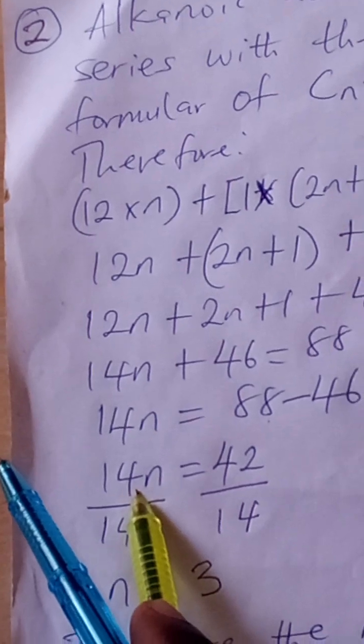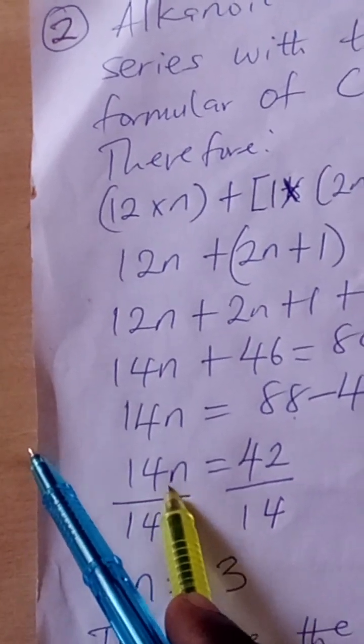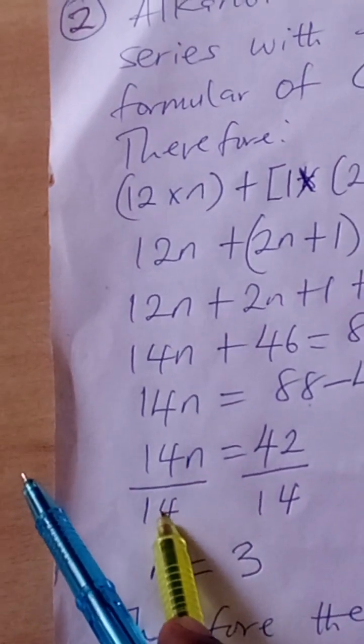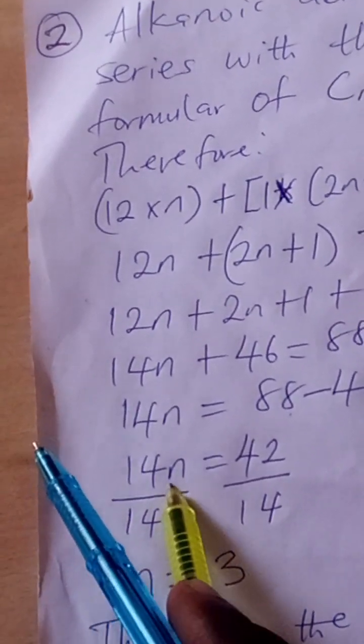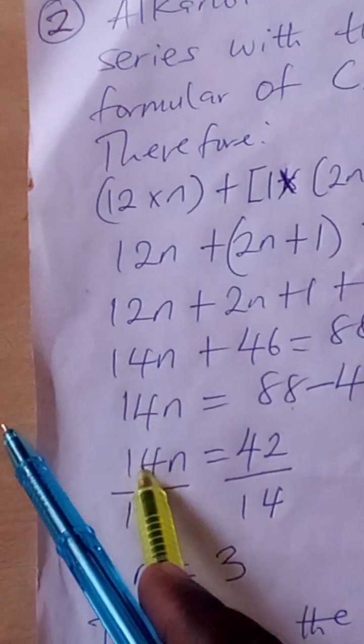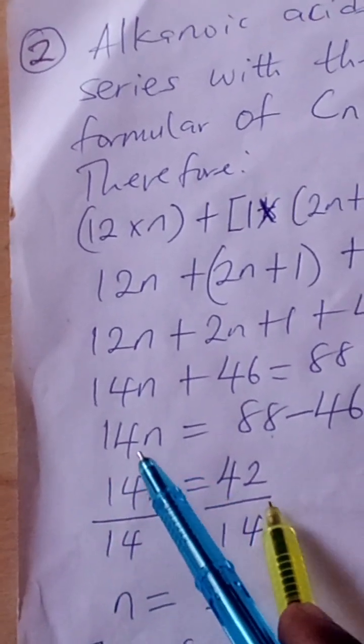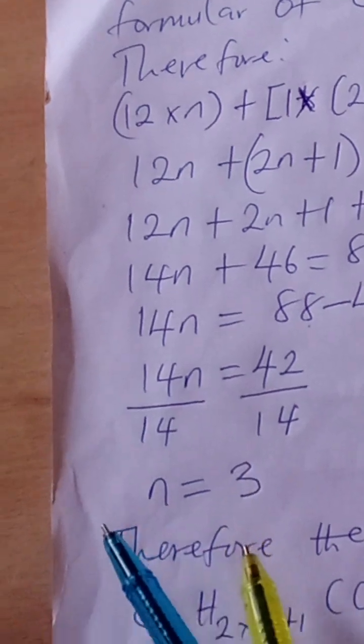We have our 14n there, so we are looking for n, so we have to divide both sides by the coefficient of n, that's 14. You divide both sides by 14. So here 14 cancels 14, and then 42 divided by 14 is 3. So n equals 3.